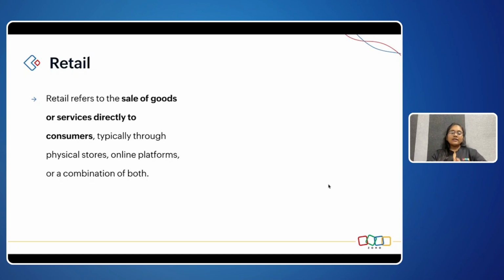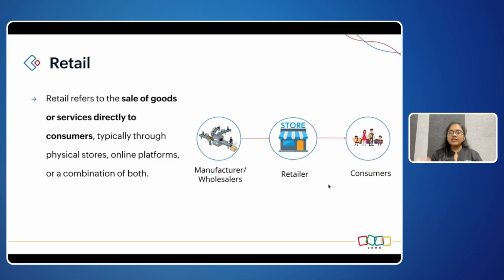As you all know, retail is nothing but the sale of goods directly to consumers. It involves a process where, as a retailer, I purchase the goods directly from the manufacturers or through wholesalers and sell them to the consumers. This retailer can manage their store in different ways. Either they can manage a physical store, or an online store, or a combination of both. So this is the actual working of this retail business.